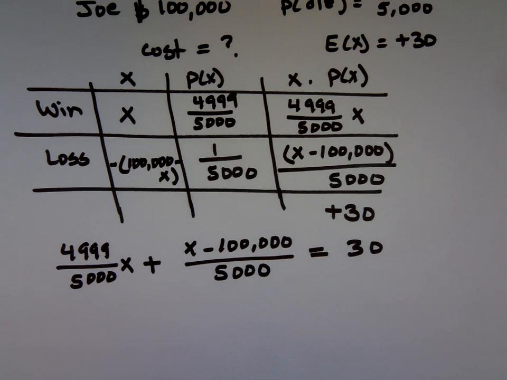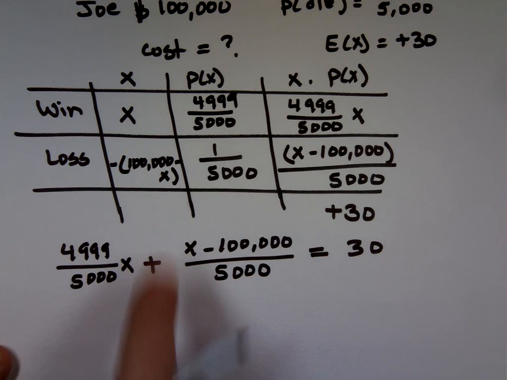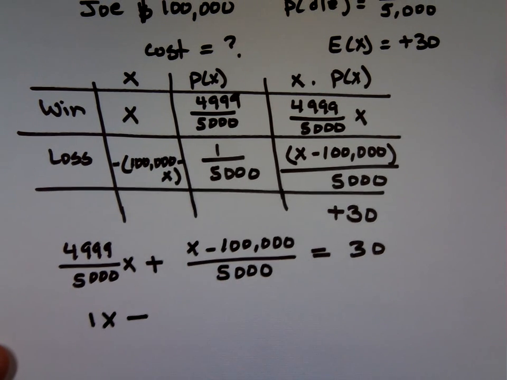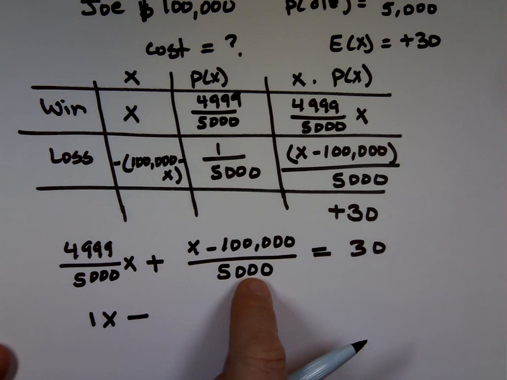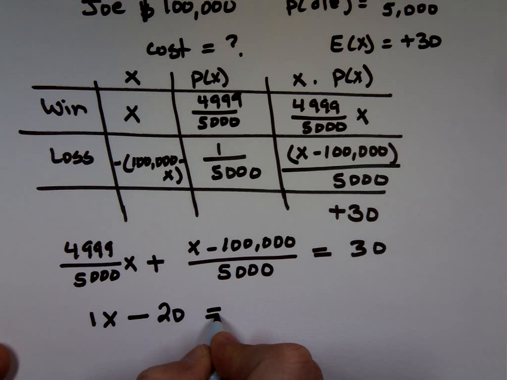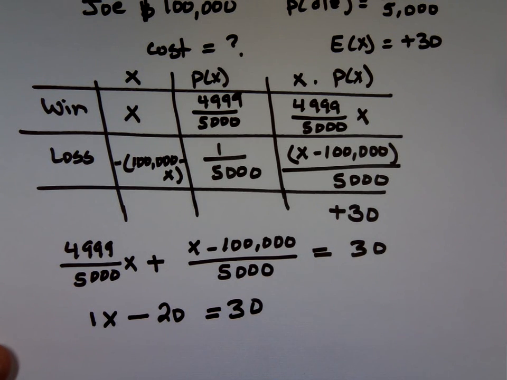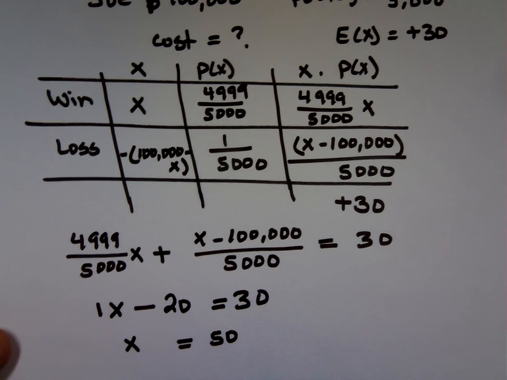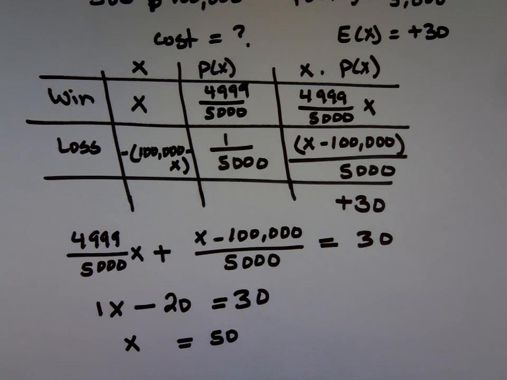Let's do the math here. X over 5,000 with this, that'll give me 1X, minus 100,000 divided by 5,000. 100 by 5 is 20. Equals what? 30. Take the minus there. The policy should be how much? 50 bucks. If we sell the policy for 50 bucks instead of 150, we can have an expected value of 30 bucks, and that will cover our cost, and I'm okay, we're not trying to make money off that deal.